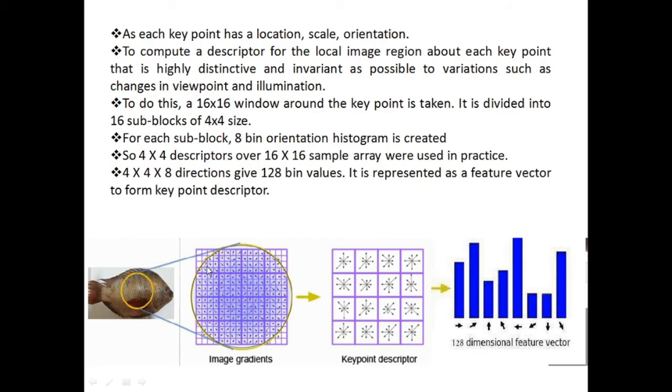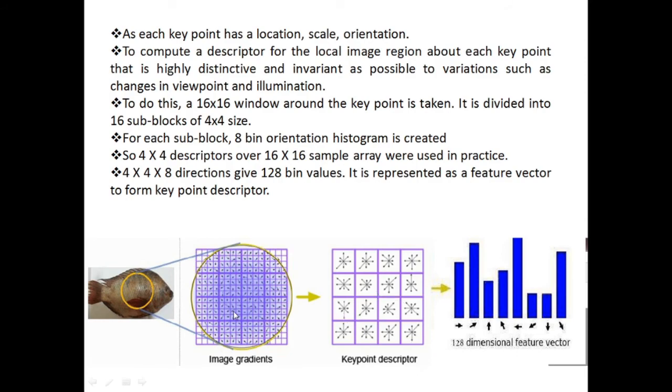So for each and every sub block, an 8 bin orientation histogram is created. So this is one block, one block, one block, one block. For each and every sub block an 8 bin orientation histogram is created, because this is the 8 bin orientation histogram, right? So 4 cross 4 descriptors over the 16 cross 16 sample array were used here.